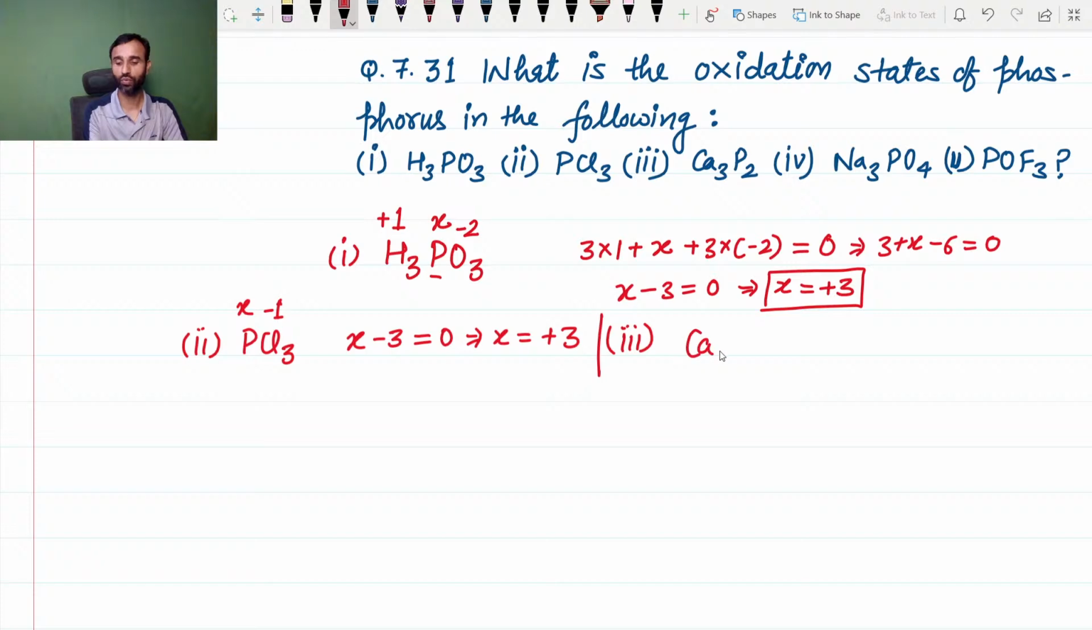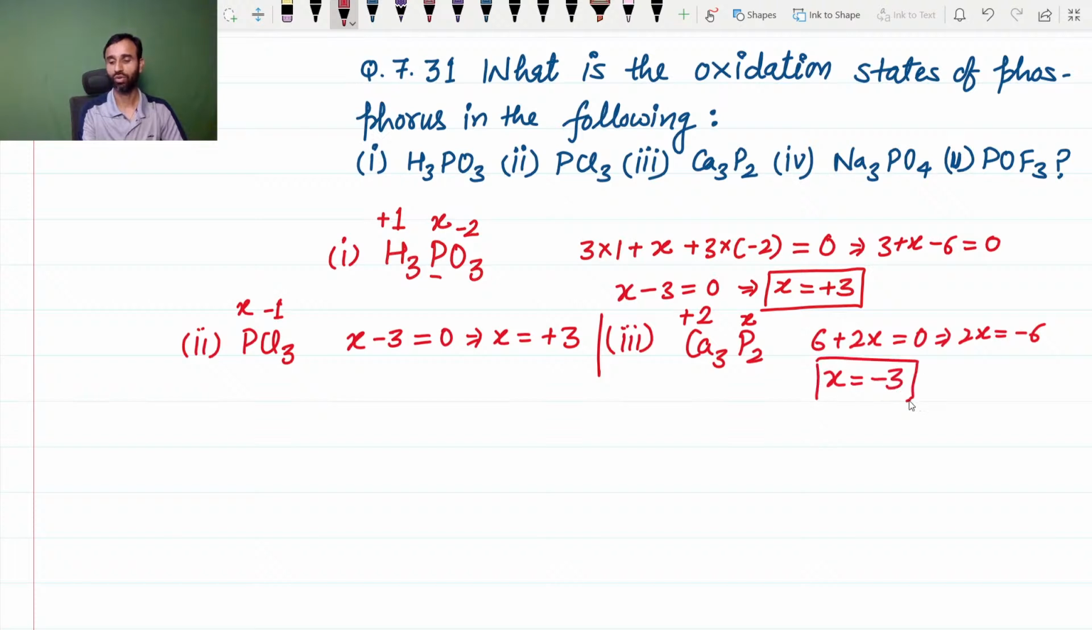It is calcium phosphide. Calcium is an alkaline earth metal, and alkali and alkaline earth metals always have fixed oxidation numbers in their compounds, so its oxidation number is always +2. So 3 times 2, that is 6, plus 2x equal to 0. That is 2x equal to -6. So x is equal to -3. So the oxidation state of phosphorus in calcium phosphide is -3.